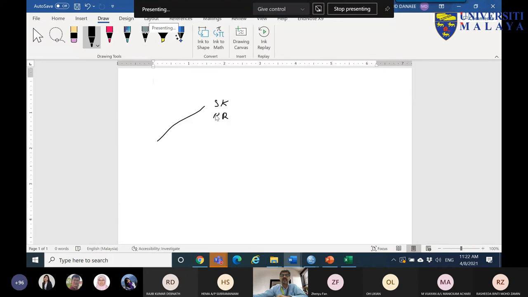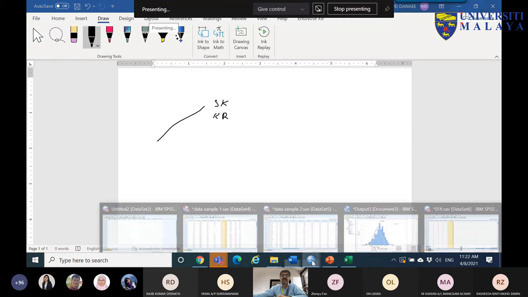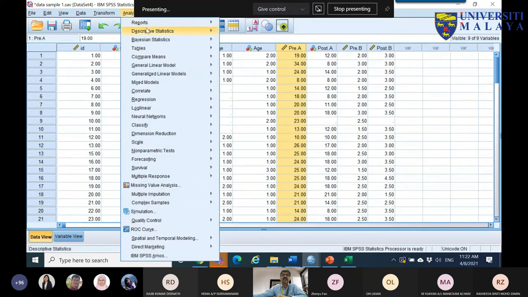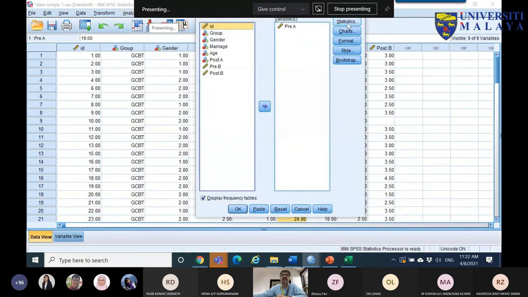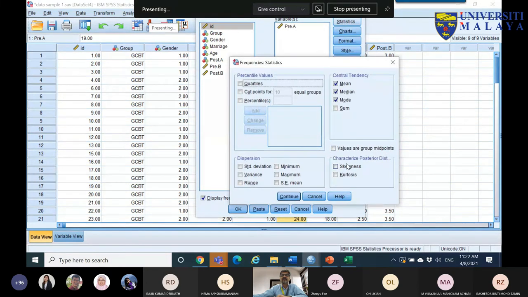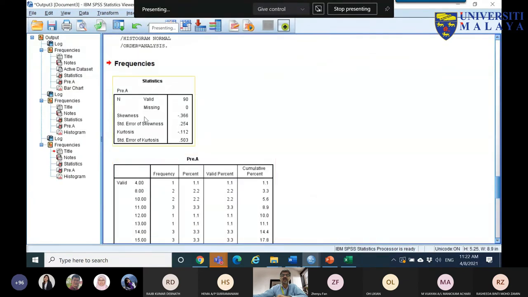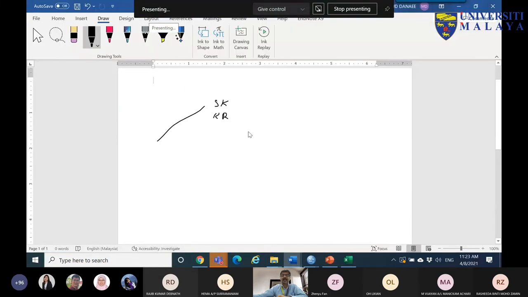Maybe you ask yourself, how can I calculate it? Simple. When you do the frequency analysis, as can be seen under the statistics, we have a skewness and kurtosis. Now look here. This is the skewness and kurtosis for my data. But of course there is a skewness and there is a kurtosis. Is it acceptable or not? We don't know. Let's talk about the acceptable level.